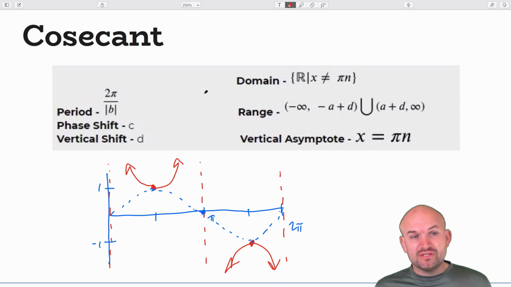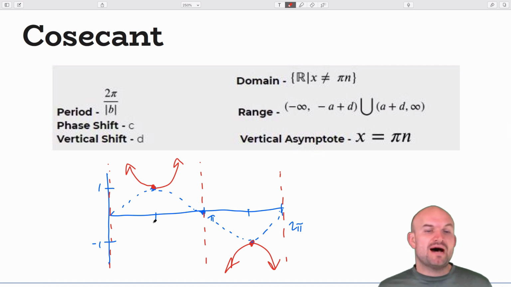And then the only real difference between them, besides their graphs, is their vertical asymptotes and domain. Because again, for the cosecant, you can see the vertical asymptotes appear at x equals pi n. So every pi, n could be any integer, there's going to be an asymptote. So the domain is basically all real numbers except for pi n.